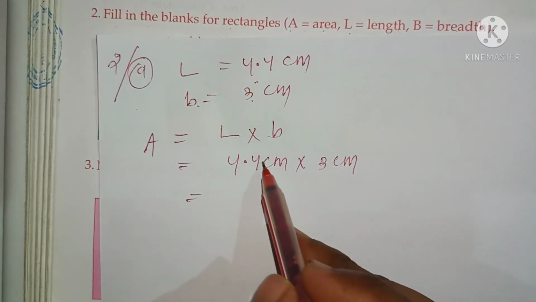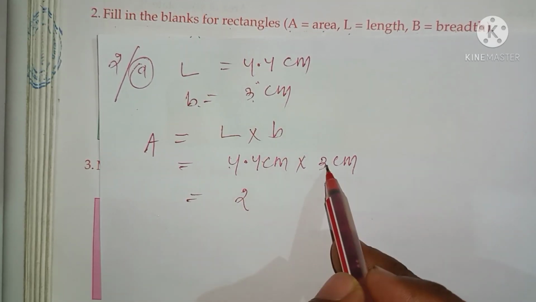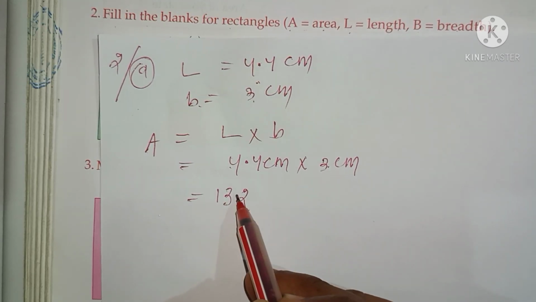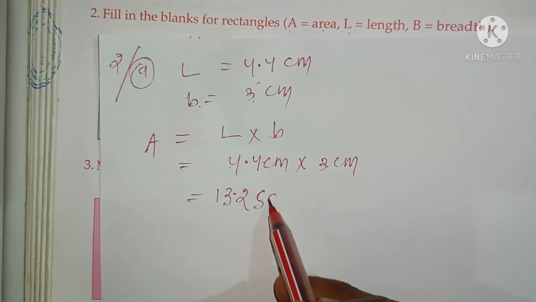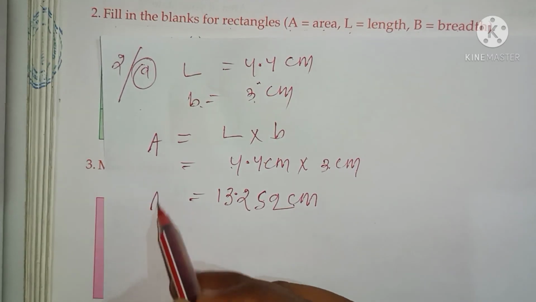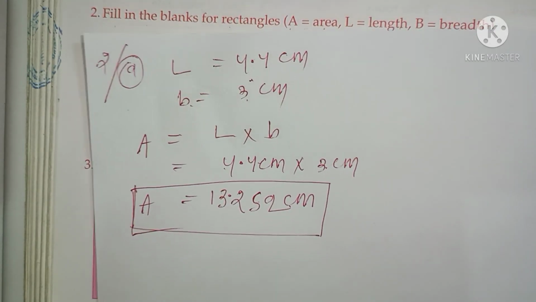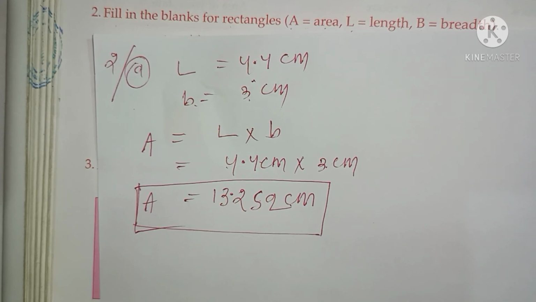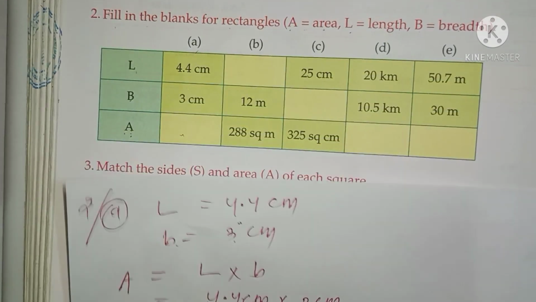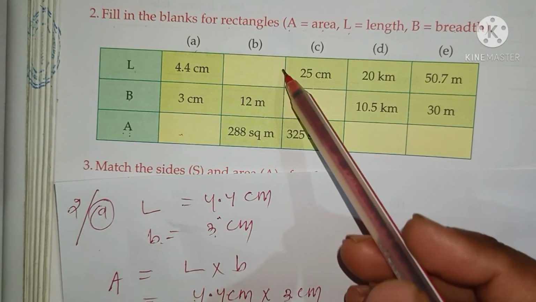So how much will it be? 4 times 3 is 12, 2, 1 is there, 4 times 3 is 12 plus 1 equal to 13. So 13.2 square centimeter. This one is very important. If you do not write square, then it is calculated as a perimeter. You may say this one is a perimeter. So it is mandatory for all of you to write the square. Clear?